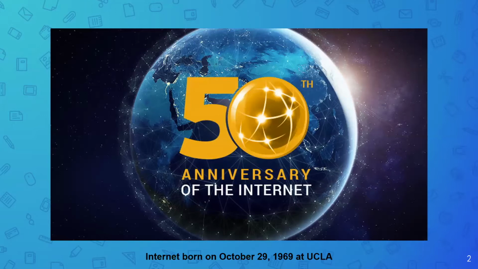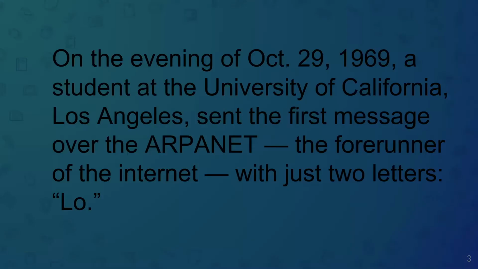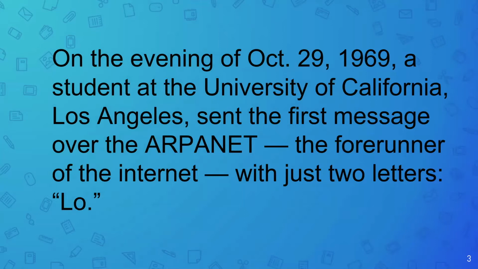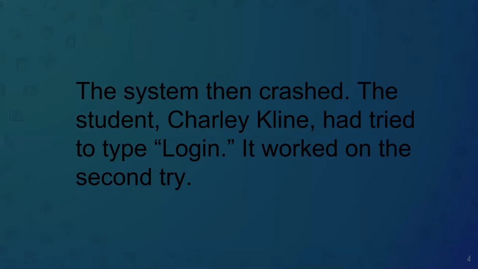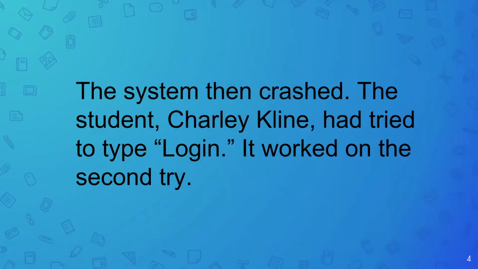This past October, we celebrated the 50th anniversary of the Internet. It was born on October 29th, 1969 at UCLA. On the evening of October 29th that year, a student at the University of California, Los Angeles, sent the first message over ARPANET, the forerunner of the Internet, with just two letters, LO. The system then crashed. The student, Charlie Klein, had tried to type login. It did work on the second try. So we've been having these kinds of issues since day one.